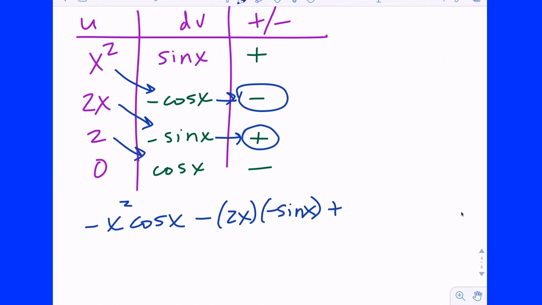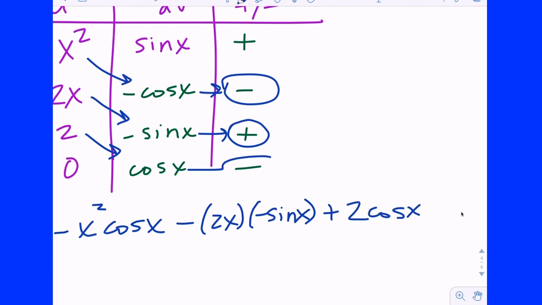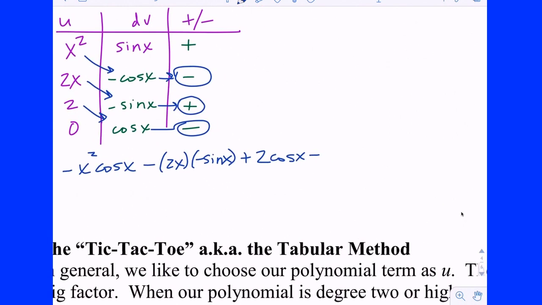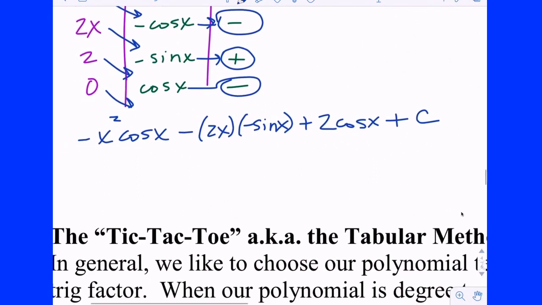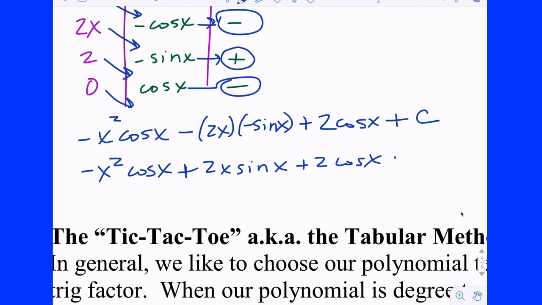And you do it again. Go down the next diagonal, which is 2 cosine of x. And you go across and you pick up your next sign, which is minus. Your next diagonal would be 0 times whatever. Once you hit 0, that's what's nice about using x as u. It's done. So then you can kind of backtrack. You don't need the minus 0. You just put plus c. You don't need the zeros there forevermore. And then, of course, you simplify. Negative x squared cosine of x. This does turn into a plus 2x sine of x. And then a plus 2 cosine of x plus c.